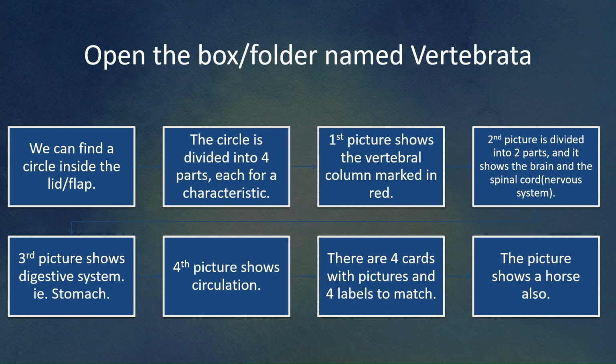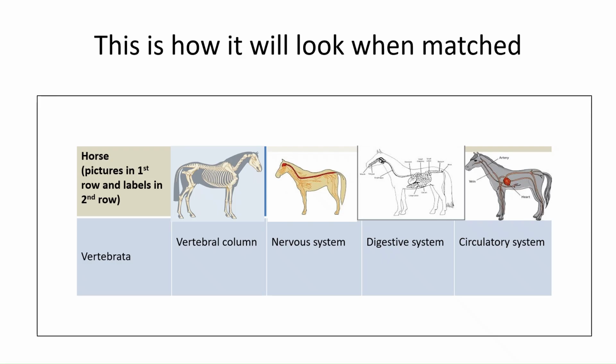And the fourth picture shows circulation. There are four cards with pictures and four labels to match. The picture shows a horse also. This is how it will look when matched. You can see the horse picture and pictures in the first row and labels in the second row.